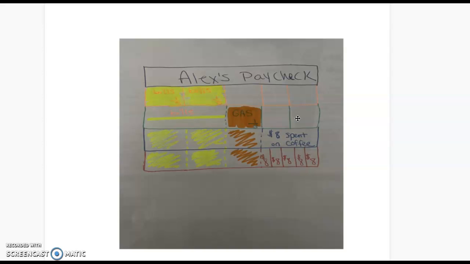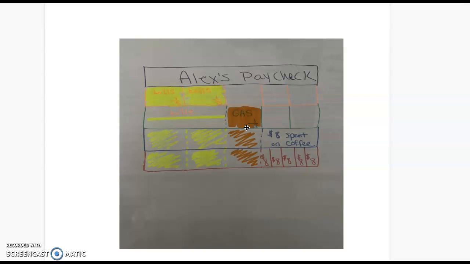So next we are going to split the next bar into fifths, again the same size, and keep 2/5 of it shaded for the money he spent on bills. So this part was spent on bills. There are now 3 boxes left of this bar, so we notice it is split into thirds already. 1, 2, 3. We are going to shade 1/3 of it and label it money spent on gas.